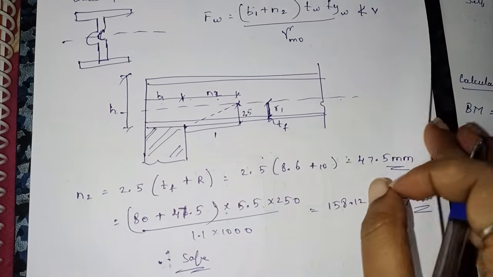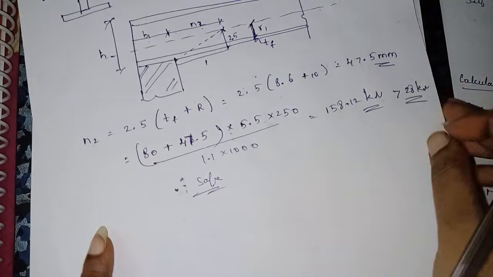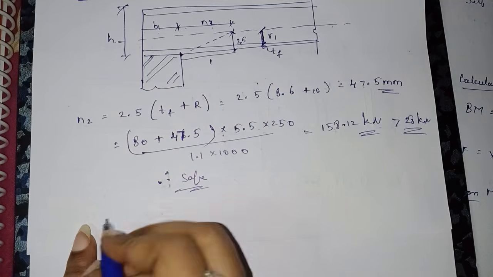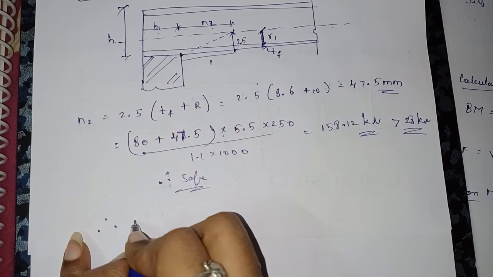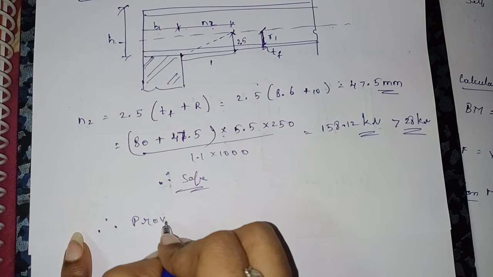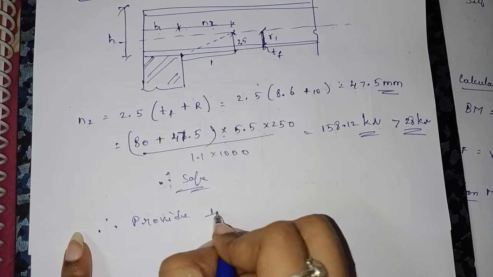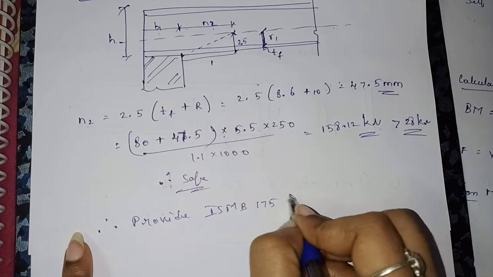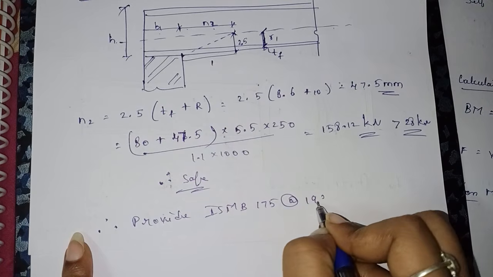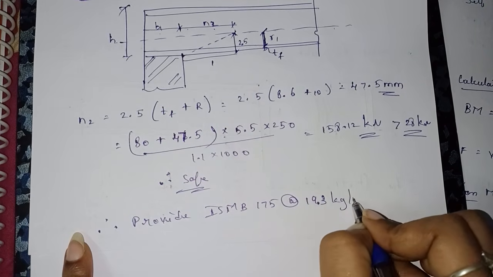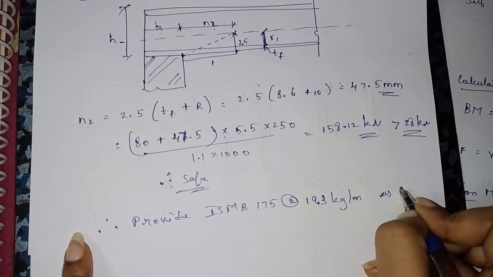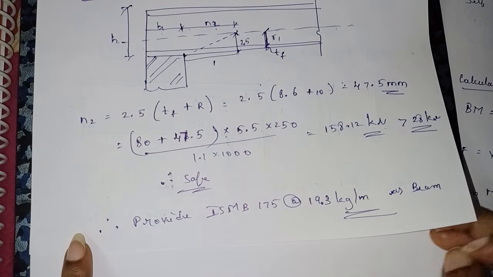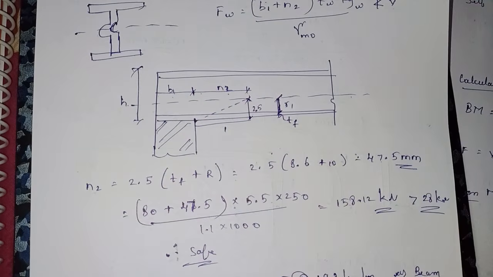Finally you will have to conclude: it is safe for all the checks, therefore provide ISMB 175 at 0.3 kg per meter as beam. Okay, so this is about the design and check of the beam. Okay, thank you.